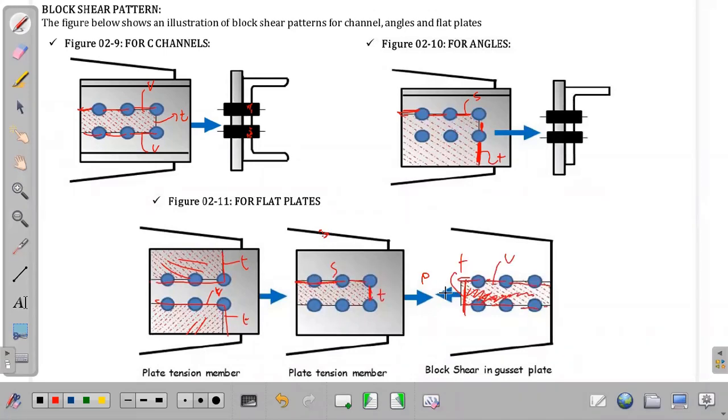So if you know where the shear is and where the tension is, you can solve for the block shear strength. Okay? You can solve for the block shear strength. But before solving for the block shear strength and the allowable strength for block shear, you need to solve first the Rn, or the nominal strength for the limit state of block shear. Okay? So what would be our equation in solving for the nominal strength of block shear?